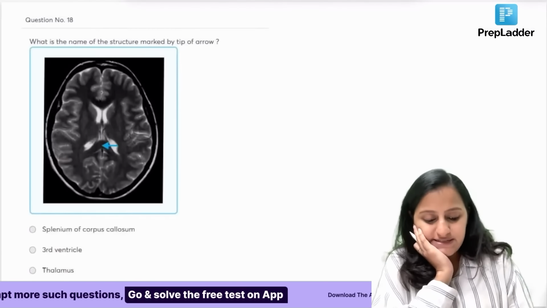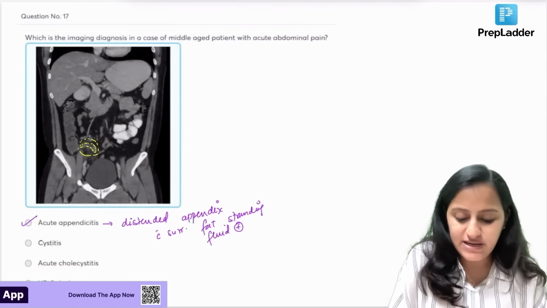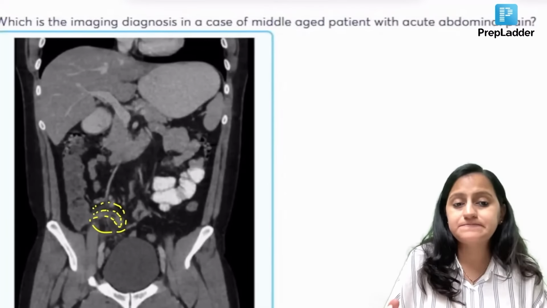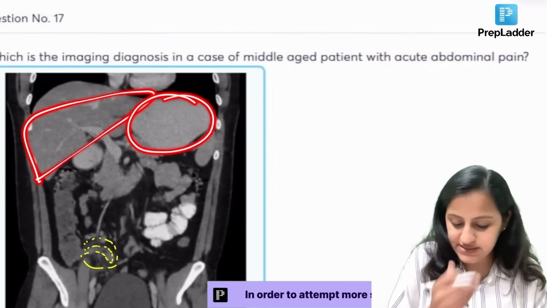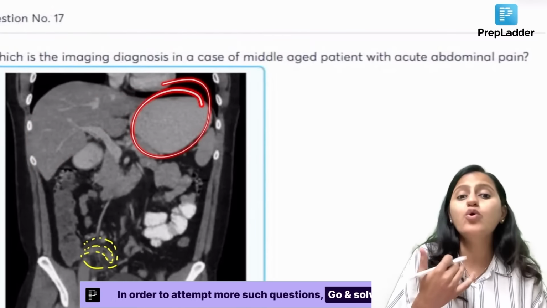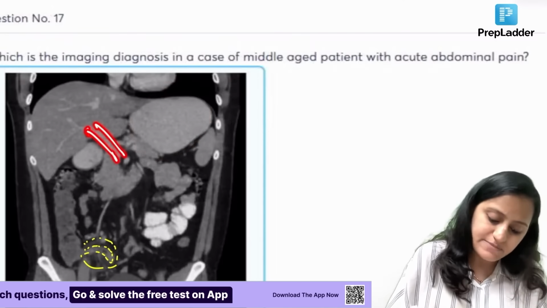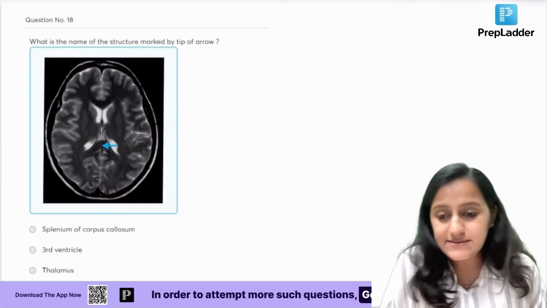Next one. What is the structure marked here? Are you talking about this whitish area in the left upper area? This is the stomach. This is the liver here. This is the stomach here containing the oral contrast. That is why it is appearing white. This is the portal vein supplying the liver.